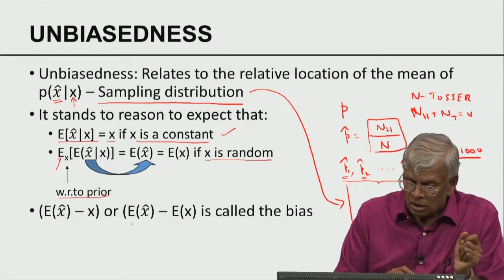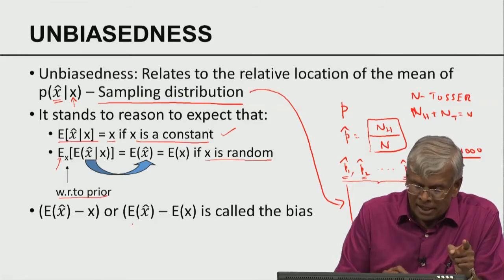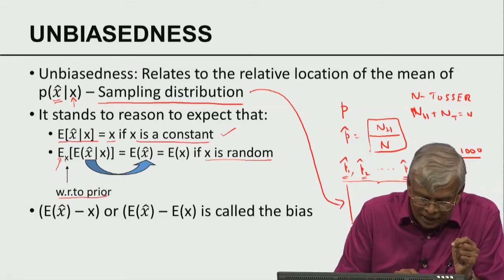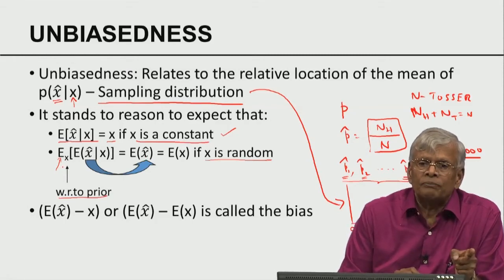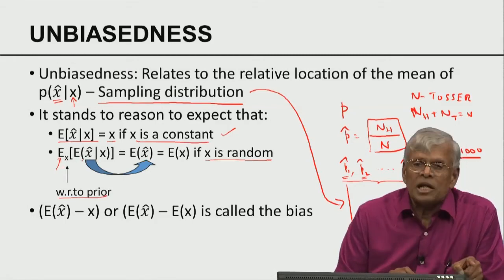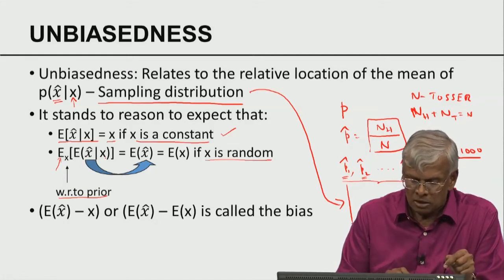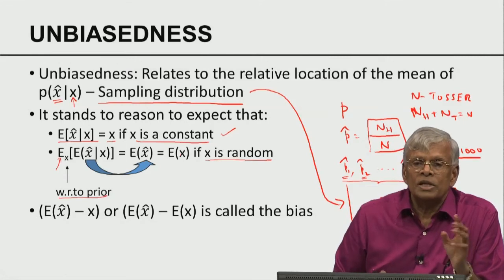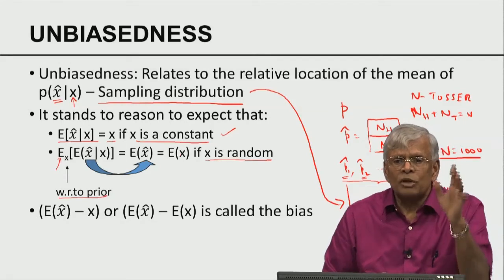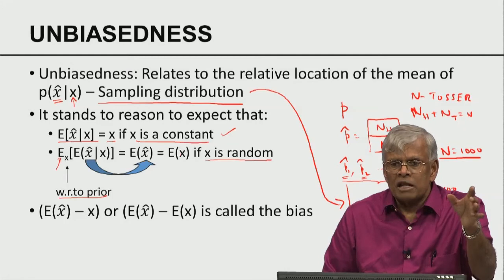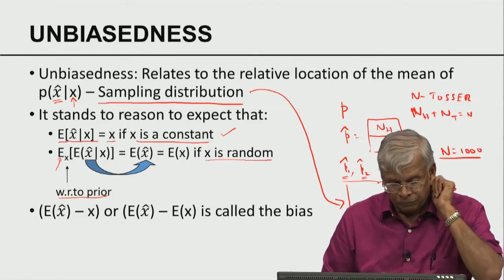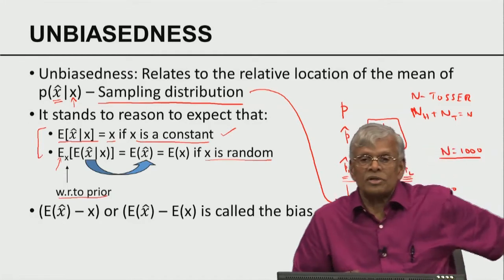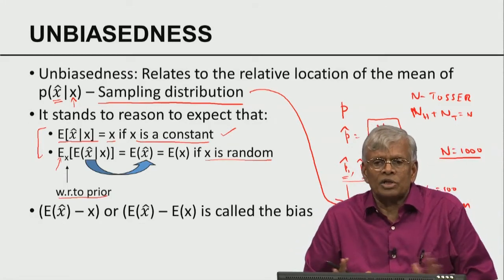Therefore, we would expect my estimator X hat to be such that the expectation with respect to the prior of the conditional expectation of X hat given X must be equal to E of X hat, which must be equal to E of X. What is E of X? It is the mean of the original random variable X with respect to the prior. So these are the two conditions for unbiasedness. They are very natural conditions for unbiasedness.